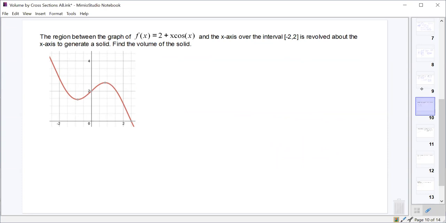So here we have got the function 2 plus x cosine x from -2 to 2. And we're going to revolve it around the x-axis. So what is that going to look like? It's going to look something like this. I don't know, like a flower vase or something like that, yeah? And how much water can I fill this vase with? Well, that would be the volume of it, right? And how will we do that?